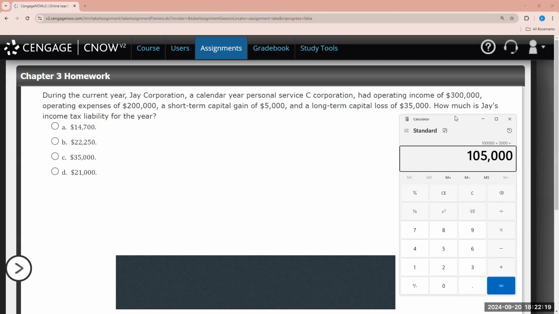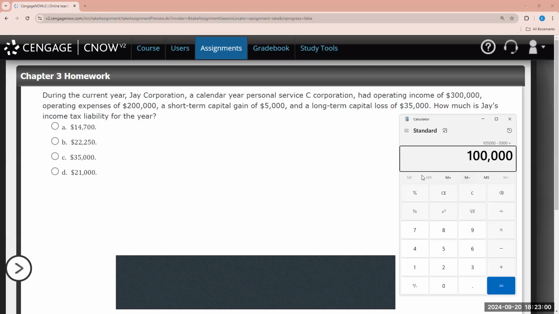Why? Because for corporations, capital losses are deductible only to the extent of the capital gains, and any capital losses not accounted for in the current year due to this limitation are carried back 3 years and carried forward 5 years as short-term capital losses. So again, that's one thing to keep in mind. For corporations, capital losses are deductible only to the extent of capital gain. Therefore, of the $35,000 capital loss, only $5,000 is deductible, and the taxable income for J is $100,000.